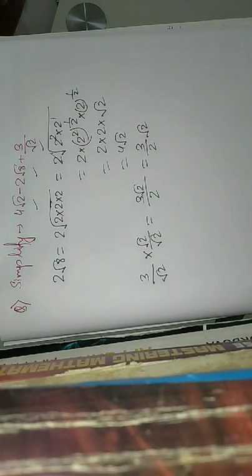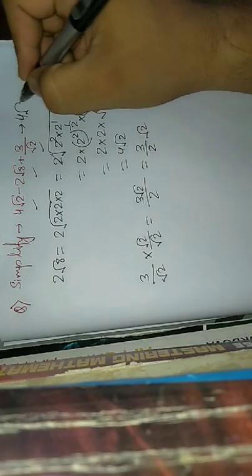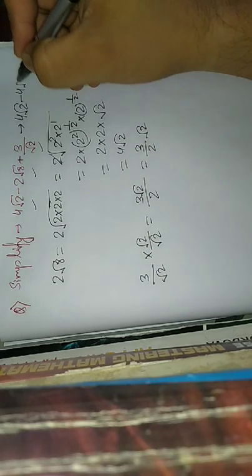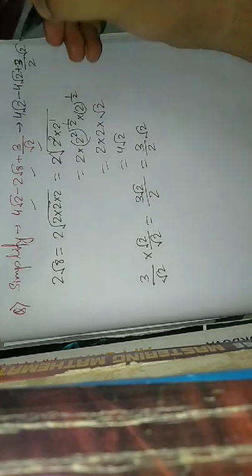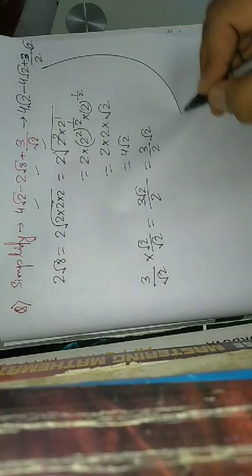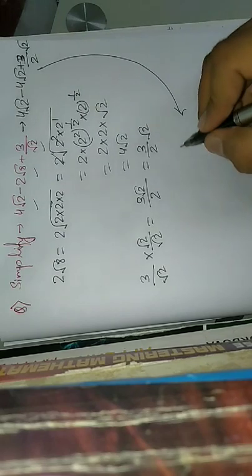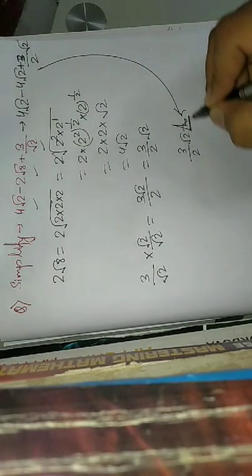So what is the value? That value is 4 root 2 minus 2 root 8 was 4 root 2 only. And this 3 by root 2 is plus 3 by 2 root 2. So your answer is plus 3 by 2 root 2. Okay.